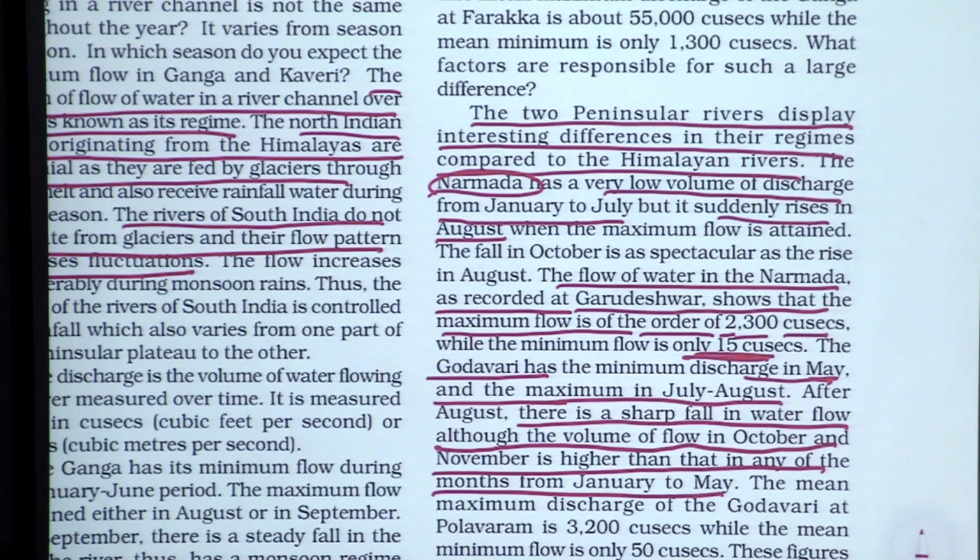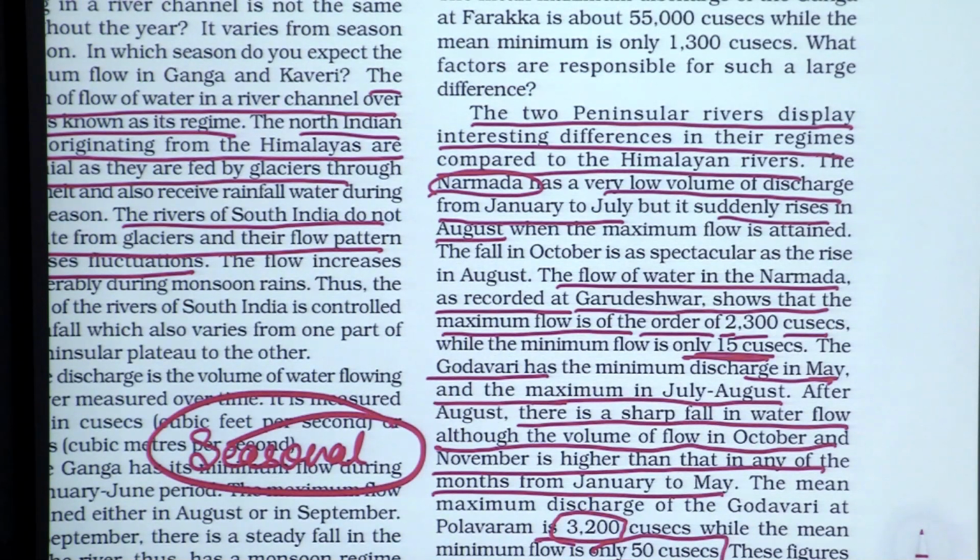So what is the reason for these variations? Here also you can notice that from 3200 cusecs, it reduces only to 50 cusecs. And the reason they show different volumes of water is not just because of their size, but also the time when they receive rainfall. And this is the reason the term seasonal is applied to the peninsular streams in spite of the fact that they flow throughout the year.